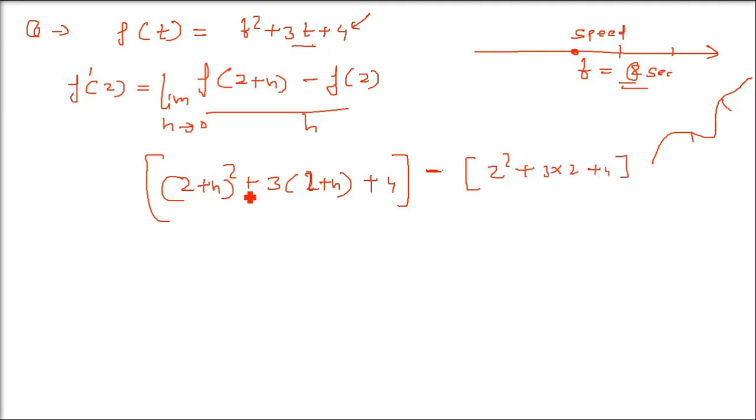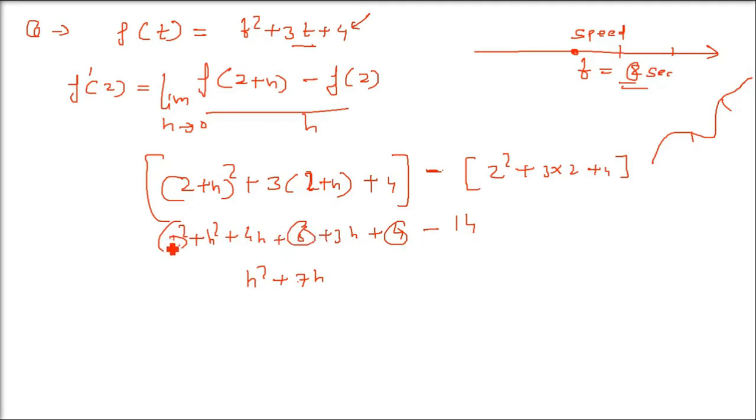What do you see here? I'm not going to solve this, I'm going to give you the exact result. Just open this: 2 square plus h square plus 2 into 2 into h, that is 4h, plus 6 plus 3h plus 4, minus 4. That is all going to be 14, from 4, 6 and 4, so it is going to be minus 14. So this is going to be h square plus 7h, because 14 gets cancelled, and 4h and 3h will be 7h.